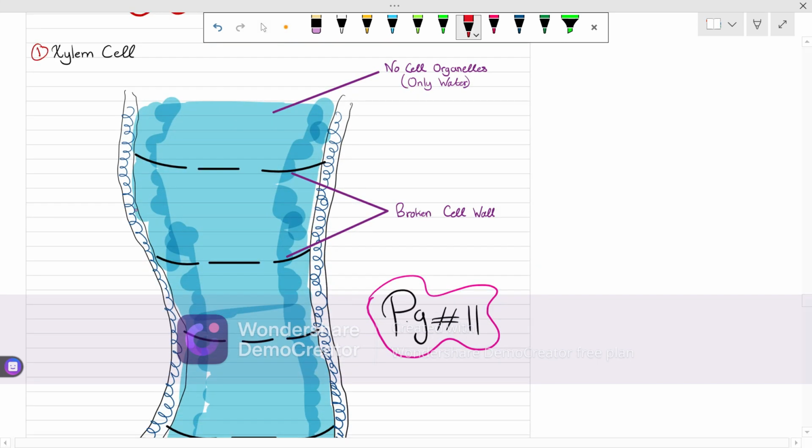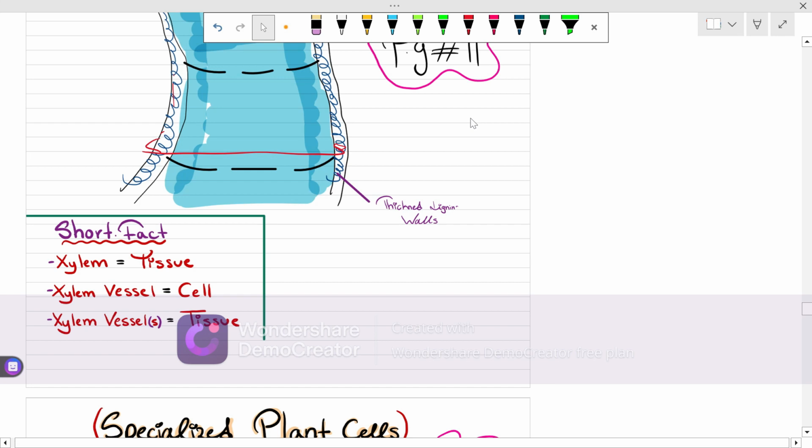This is the structure of a xylem vessel. As you can see, it contains no top and no bottom walls to provide a continuous column of water flow. The walls are thickened with lignin to help support the plant, and it contains no organelles inside to maximize the flow of water. This is a short fact to remember: xylem means tissue, xylem vessel means cells, and xylem vessels means tissue.